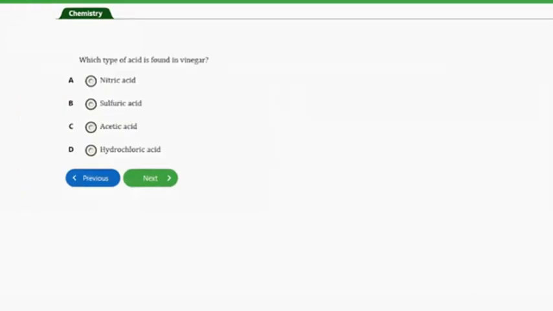So guys, the next question here is question number 15. It says, which type of acid is found in vinegar? A. Nitric acid, B. Sulfuric acid, C. Acetic acid, and D. Hydrochloric acid. So guys, the answer to this question is option C, and that's the acetic acid.